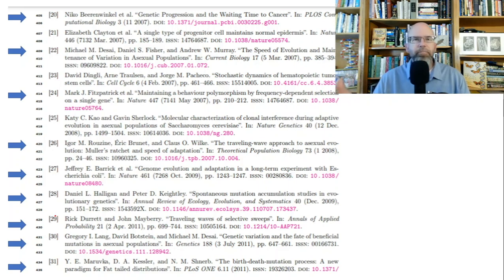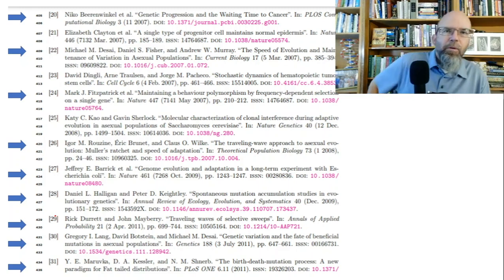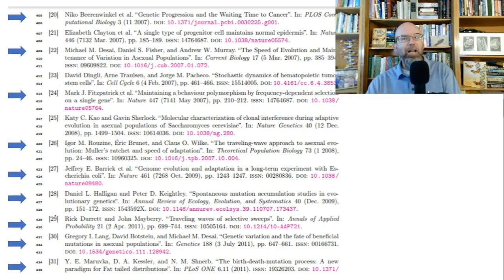So that first one there is genetic progression and the waiting time to cancer. So there's that waiting time term. And I'll show just a little glimpse of that paper in a minute. The second one, the speed of evolution and the maintenance of variation in asexual populations. That paper involves modeling and understanding mutations in asexual populations. Maintaining a behavioral polymorphism by frequency-dependent selection on a single gene. All right, polymorphism, variation in populations, how to maintain variation in populations is the question there.